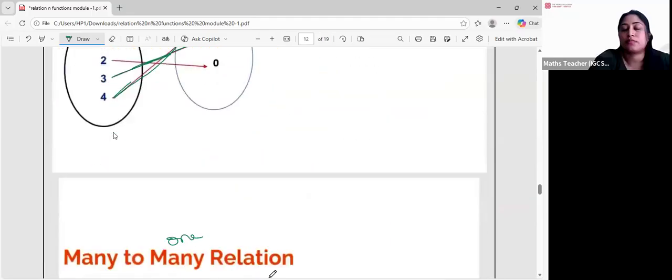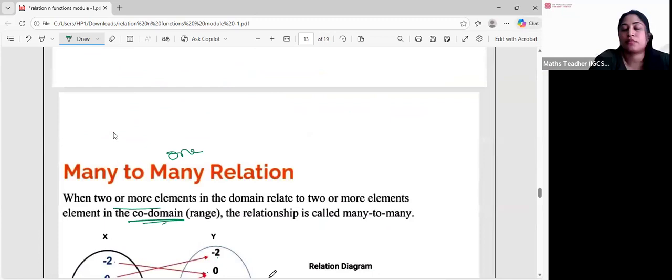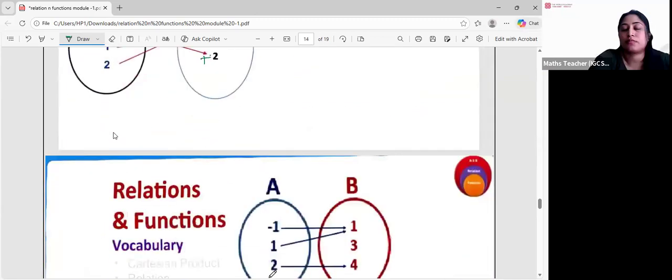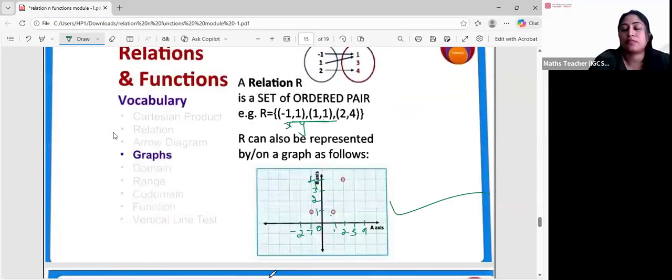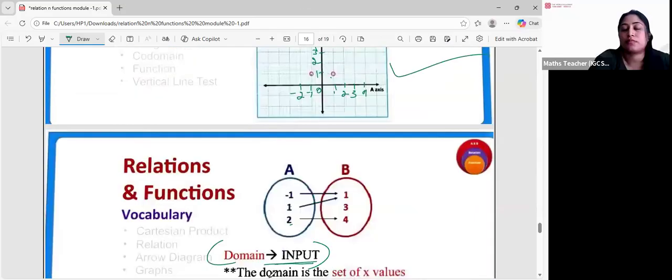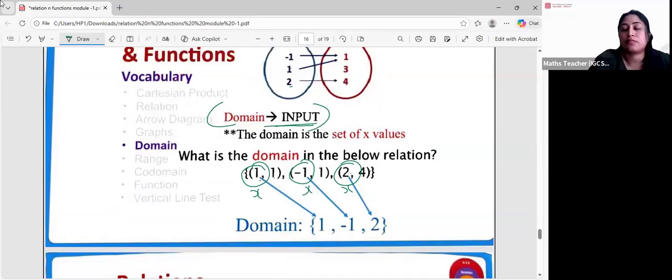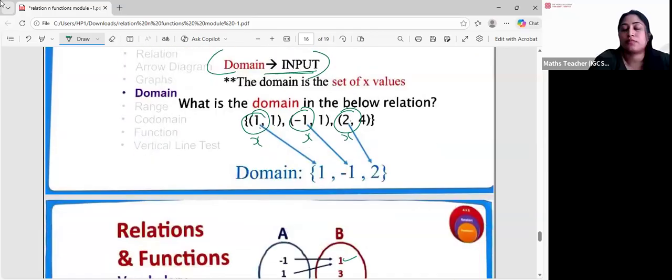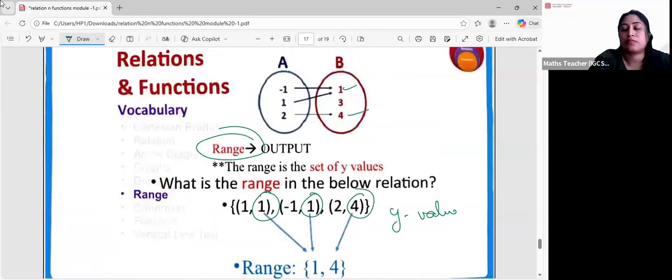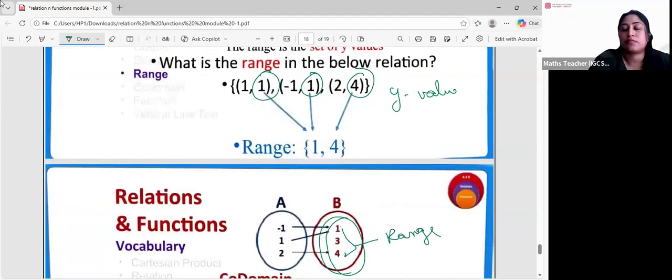After that, we have seen domain, range, and codomain. These three are very important. Domain is nothing but all the first elements, that is x. All the second elements we call range, and range is our output, domain is our input. And again, codomain is all the elements in set B. So these were the things we have learned in today's class.